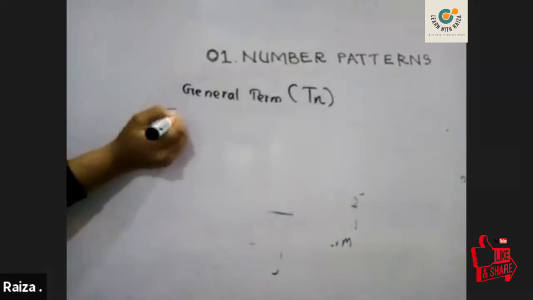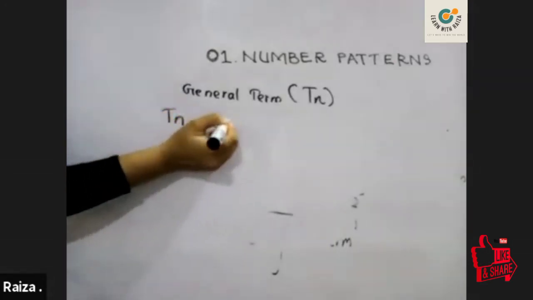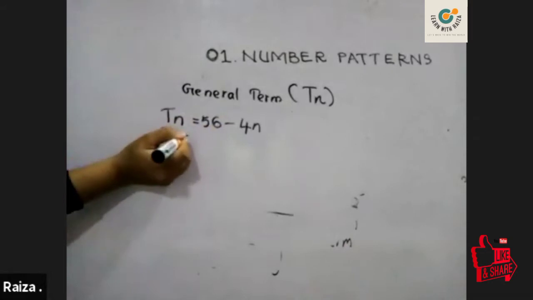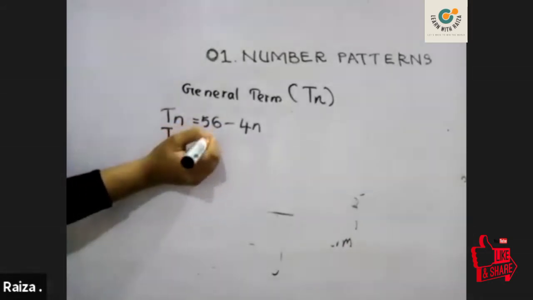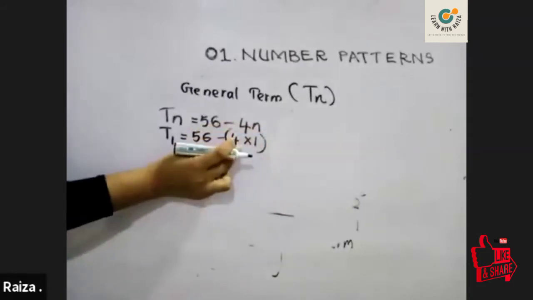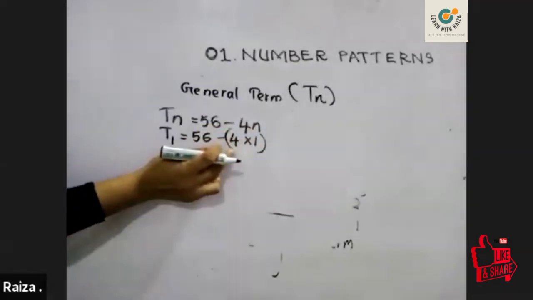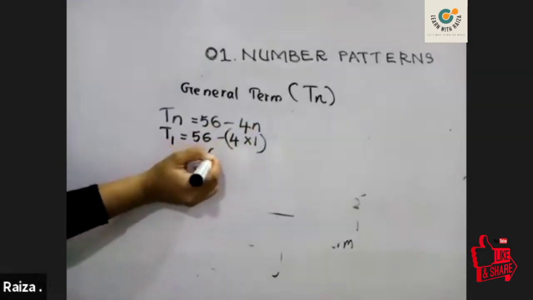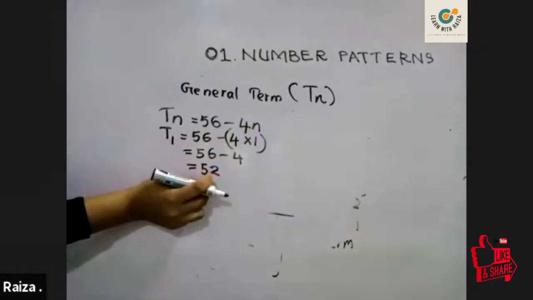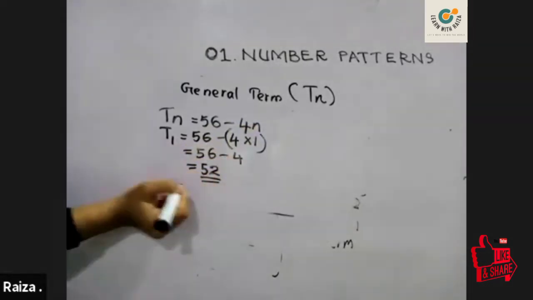Let me take a general term, 56 minus 4n. This is a general term, right? They're asking you to find, let's say, the first 3 terms of the number pattern. If I want to find the first term, I put n as 1: 56 doesn't change, minus 4 times 1. Write this within brackets, otherwise you will get confused, because you have to solve it first. So 56 minus 4 is 52. So the first term is 52.